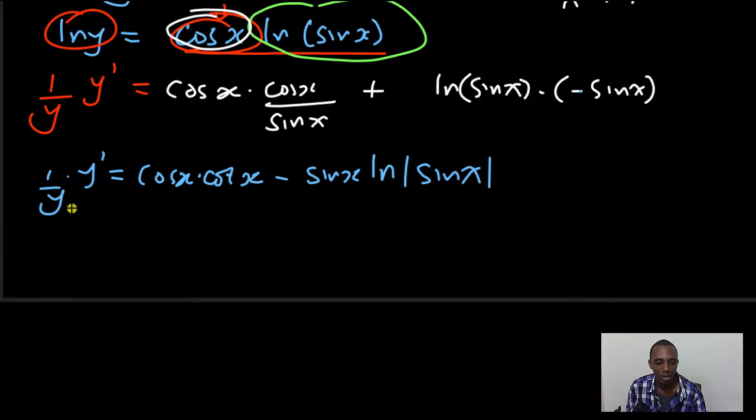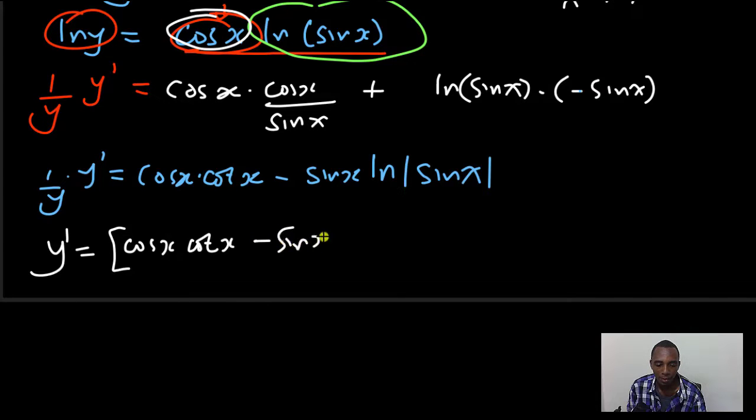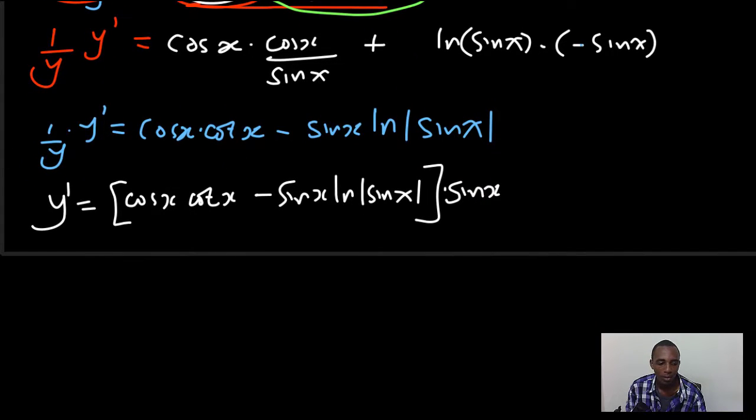Okay, so we can now bring this y over to the right hand side. So y prime equals, open a big bracket here, cosine of x cotangent of x minus sine of x natural log of the absolute value of sine of x, all this times y, but we know what y is. y is sine of x to the power of cosine of x. So it's our final solution.